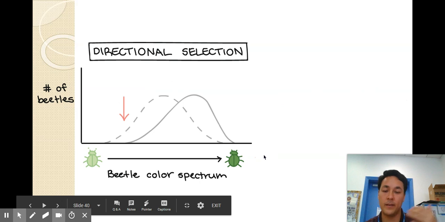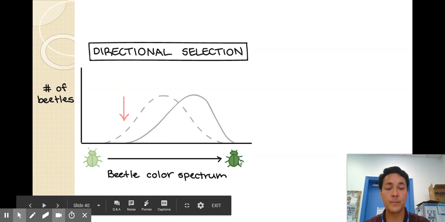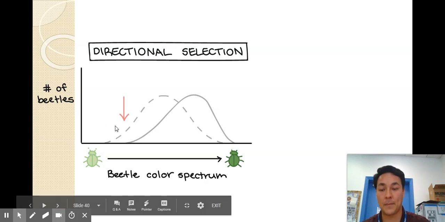Directional selection is what many of you think of when you think of evolution. It's selecting for one extreme phenotype. So for the giraffe, they're selecting for the longer neck. Here, you're selecting for the darker beetle. In the rock pocket mice, it was directional selection, selecting for the darker mice. In the pepper moths, it's directional selection, selecting for the darker moths.